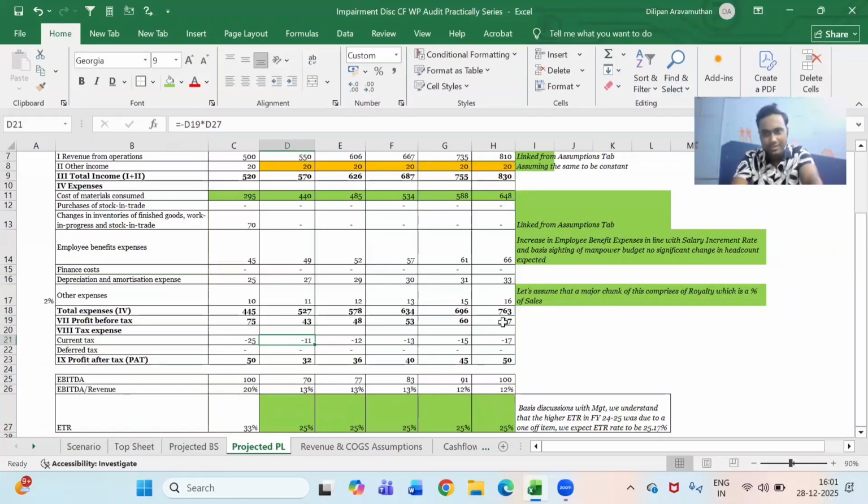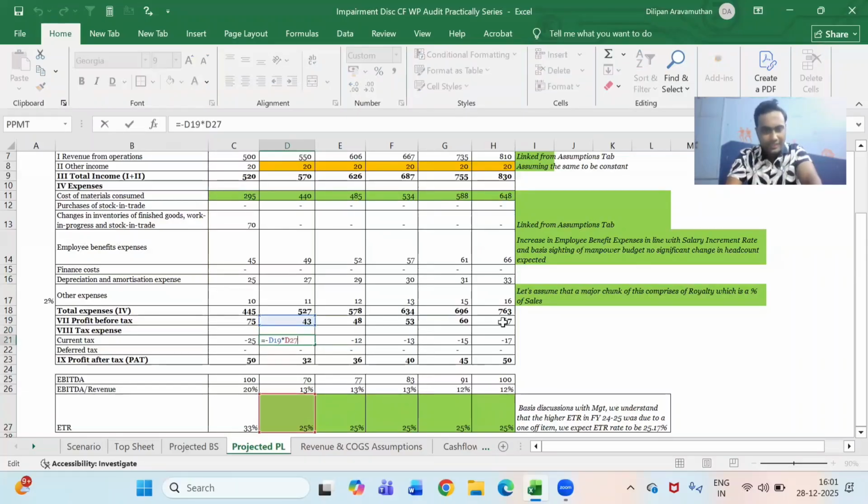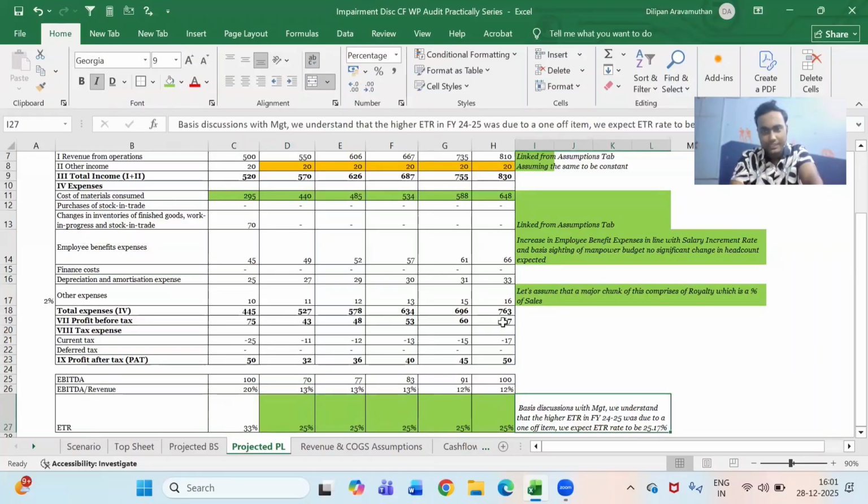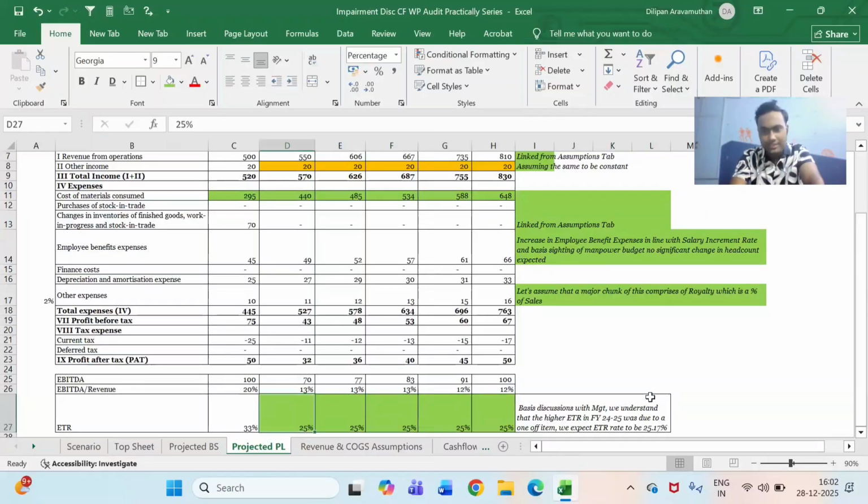Again, we are assuming a deferred tax of 0 for theoretical discussion purposes alone, but practically this is not how it works. So we have derived the number. But if you see here, guys, the effective tax rate in financial year 24-25 was 33% because we had a current tax charge of 25 crores on a profit of 75 crores. But we understood from our discussions with the management that this was a one-off item due to which the current tax charge had significantly increased. Maybe there was a capital gain or something in that financial year. But we are not expecting such one-off items in the next 5 years of projection, due to which the management expects the tax rate to be in line with the statutory rate. So that is what we have assumed here.